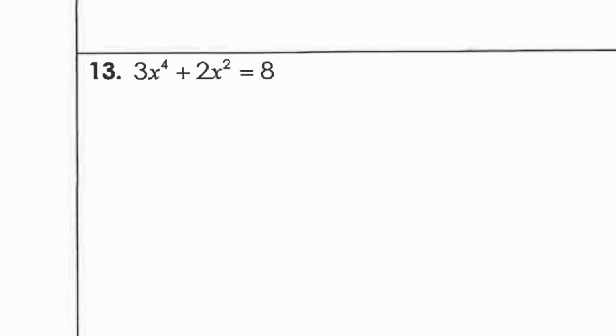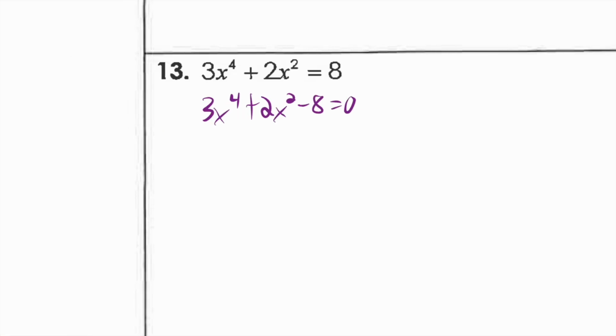On to number 13, we need to set this equal to 0 by subtracting 8. So I get 3x to the 4th plus 2x squared minus 8 equals 0. There is no GCF, unfortunately, so I'll go ahead and make my X, knowing that I would have to go the long way of splitting and grouping. So I have negative 24 on top as I do a times c, and I have positive 2 on the bottom. And I notice here that negative 4 and positive 6 do the trick.